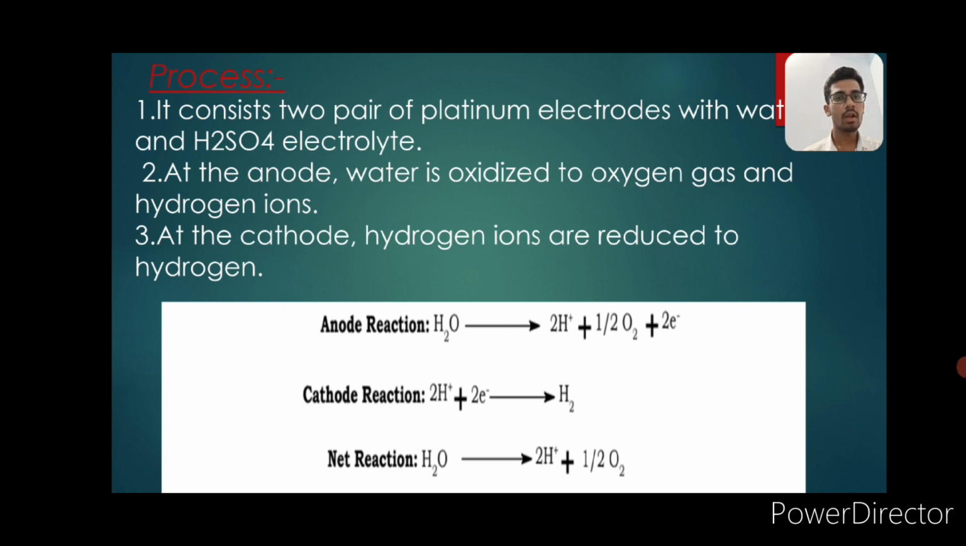At the anode end, water is split into 2H+ and half O2, and two electrons are produced. At the cathode, two electrons plus 2H+ generate H2. Net reaction: H2O generates H2 and half O2.